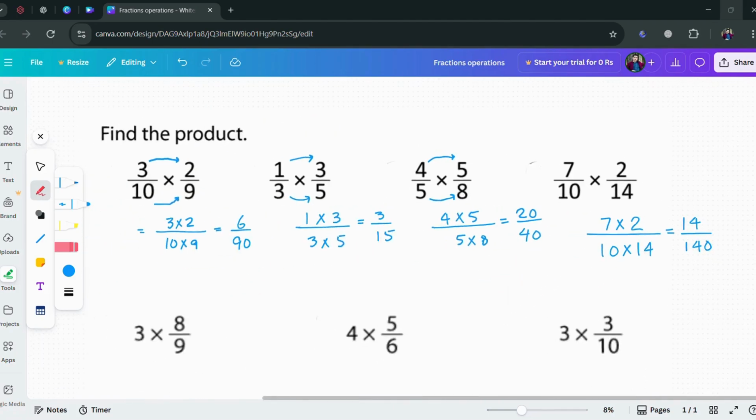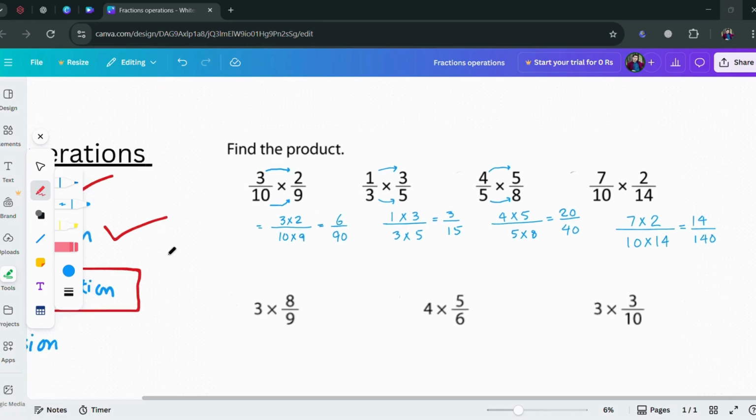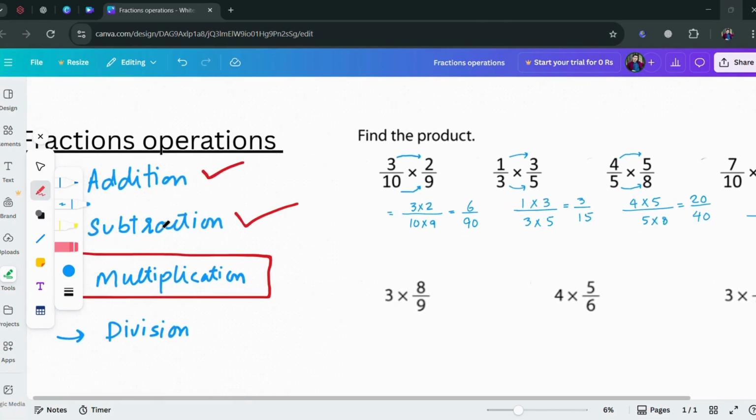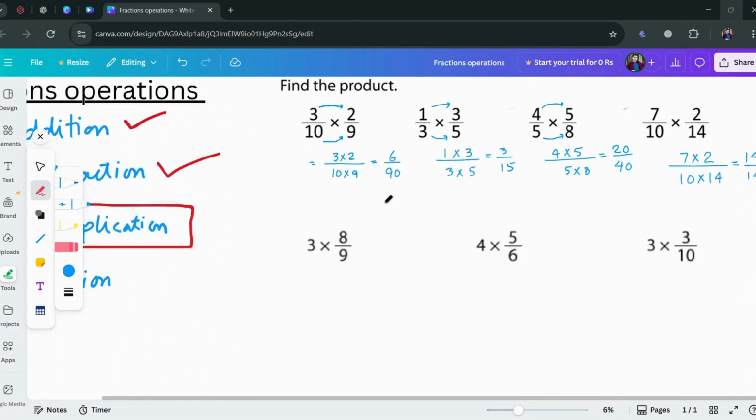These are a few questions that I've solved real quick, but as you notice, I'm not simplifying any of the fractions. For simplifying fractions, I will be uploading a new video and I will provide the link of that video to you guys as well. Once we complete all the operations of fractions like addition, subtraction, multiplication and division, after that I will upload that video in which I will explain how to simplify the fractions.